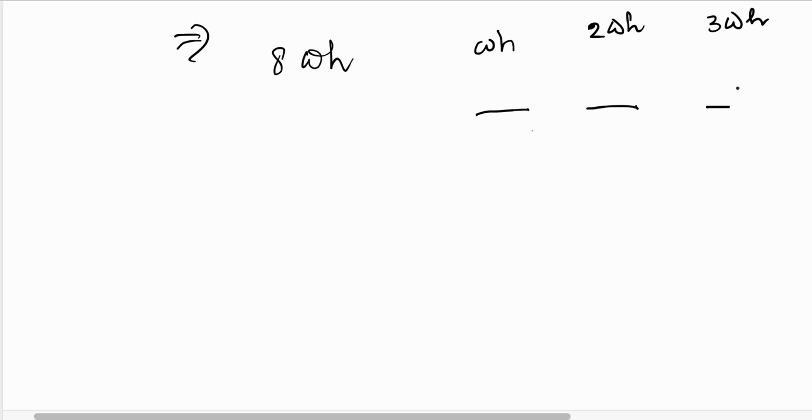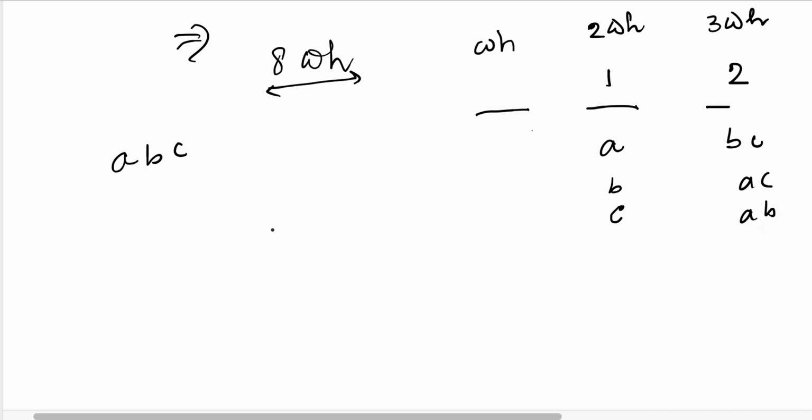Now if I put two individuals there and one individual there, I'll get 1 omega h. But how many ways can I put two individuals there and one individual there? Because I have three individuals A, B, C, suppose. So I can put A here, B, C there, or I can put B there, A, C there, or I can put C there, A, B there. So in three possible ways I can put them, right?